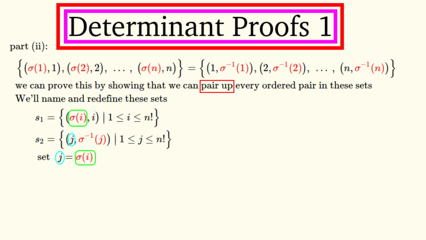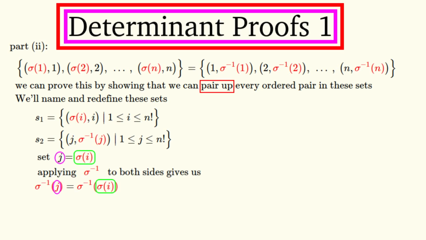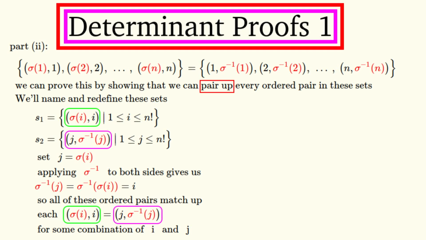So firstly, we'll set the first numbers to be equal for all of the ordered pairs that we're trying to match up, and then we've got to show that the second numbers in the ordered pairs are equal too. We'll do this by applying the inverse of sigma to both sides of the equation. And the inverse pairs cancel to give us I by itself, and so the second numbers are always equal when the first numbers are equal. So all of these numbers match up. We can write it like this as an equality, and show them in the sets where they need to be equal. And so these two sets are equal, so we've proven part A.